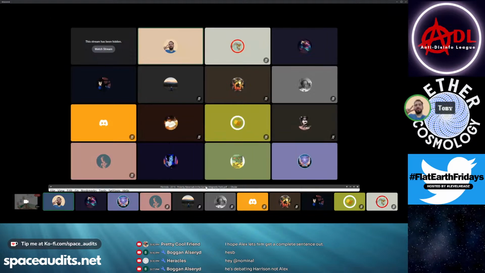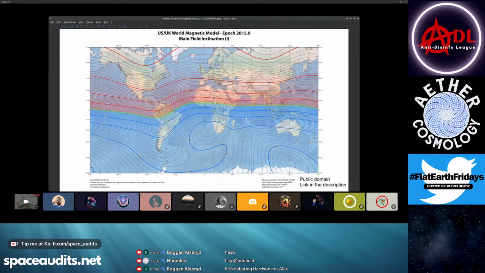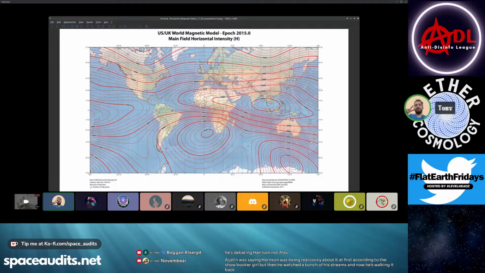Well, yeah, real quick, I guess let's look at some pictures of that, because you've got a bunch of different things to consider when you're looking at the magnetic field. Where did I put those? Perfect. Here we go. So you have the main field inclination, and then you have the horizontal intensity, and then you would have, so this would be across like one of the horizontal axes.